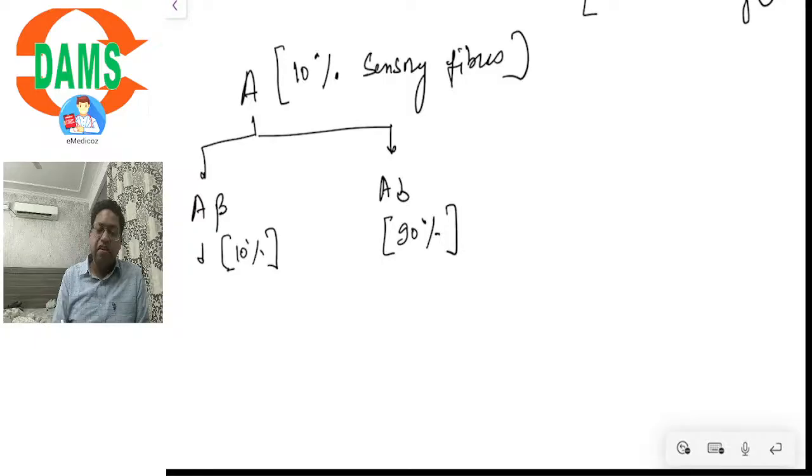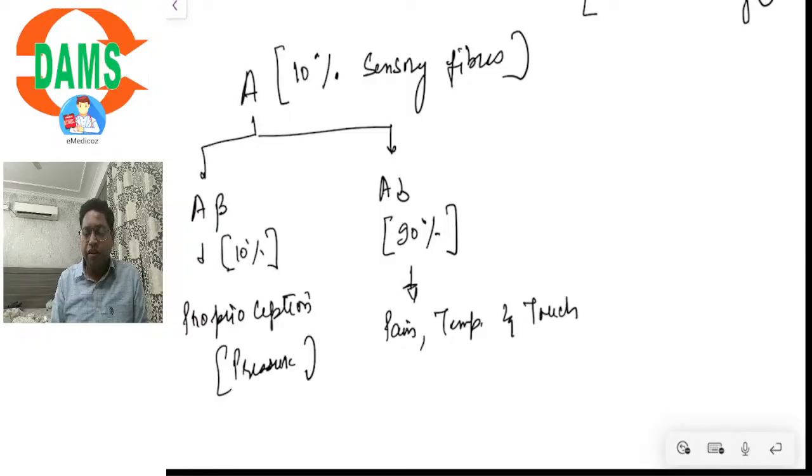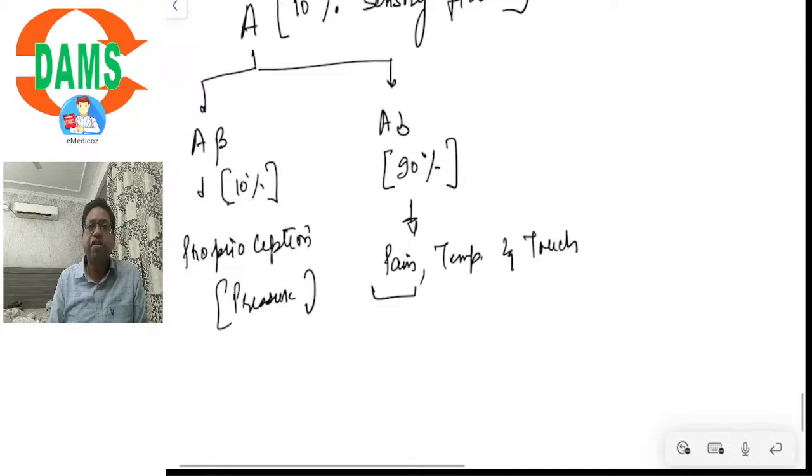The sensation of proprioception or pressure reception is carried by the A beta fibers. On the other hand, the A delta fibers carry the sensation of pain, temperature, and touch. Pain is the principal sensation that is carried by the A delta fibers, and we know that the majority of the A fibers are A delta fibers.